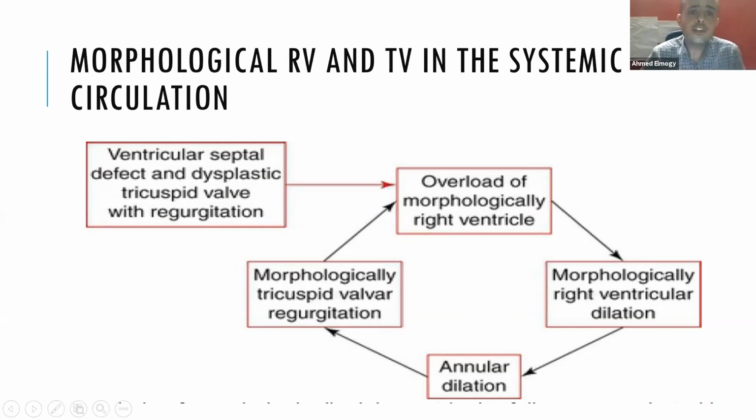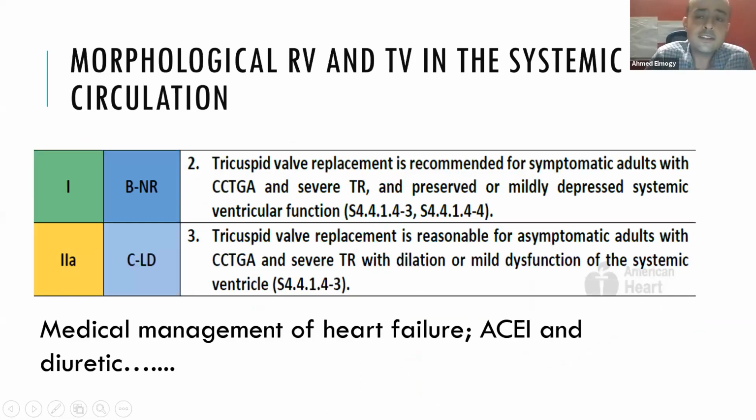When the morphologic right ventricle and tricuspid valve are still in the systemic circulation, it's recommended as class 1 to do tricuspid valve replacement for those symptomatic adults with CCTGA and severe TR with preserved or even mildly depressed systemic ventricular function. And in asymptomatic patients with severe TR and dilatation or mild dysfunction, it is class 2A to do tricuspid valve replacement, of course, along with the medical management of heart failure like ACE inhibitors and diuretics.